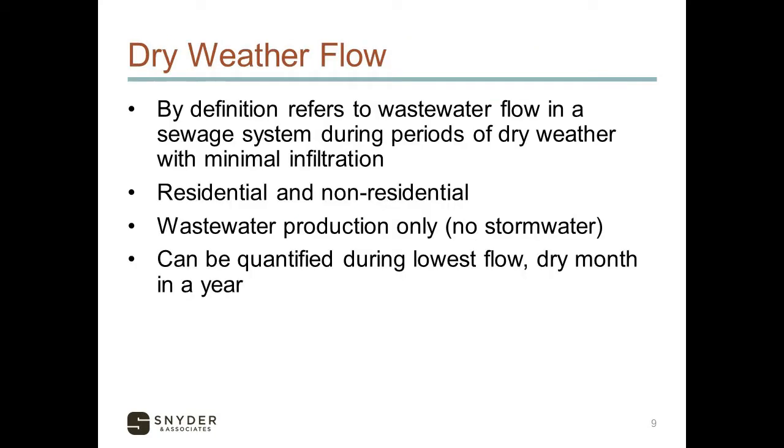So dry weather flow is anything that refers to the normal wastewater production that we as human beings produce, whether that's going to the bathroom, showering, dishes, laundry, everything and above in that nature that we're producing that's actually being sent down a sewer. Residential and non-residential use, both from private homeowner perspective, commercial businesses, industries, everything that's being sent down the sewer with as little or no stormwater in that flow as possible. We will quantify that during the lowest flow dry month in a year to try to establish that low point where we have as little clear water as possible to build off of to establish peaking factors.